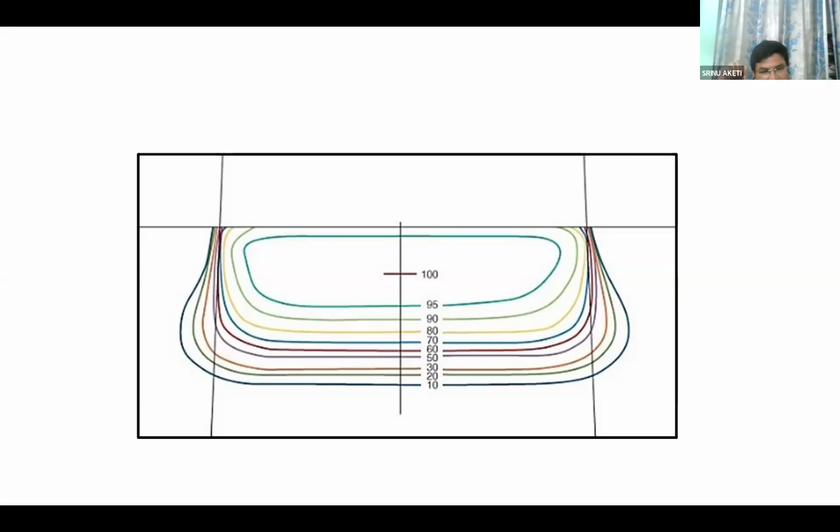Can I tell? Yes, sir. See, from these isodose lines, the low isodose lines bulge out. Am I right?